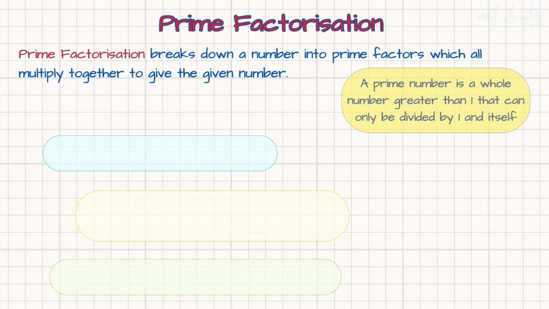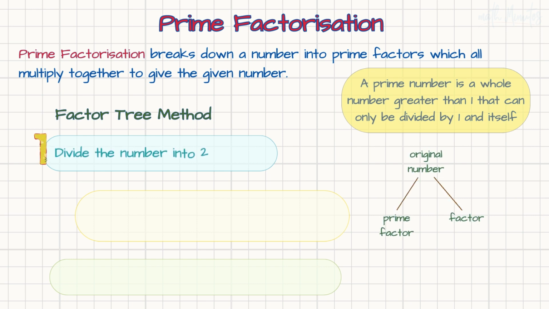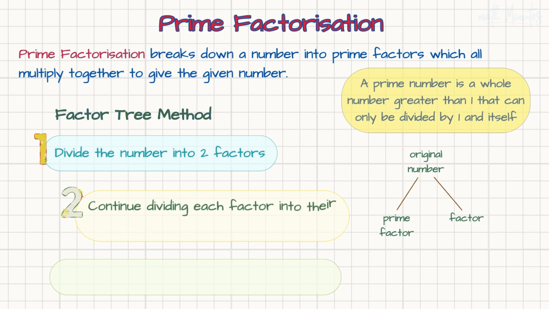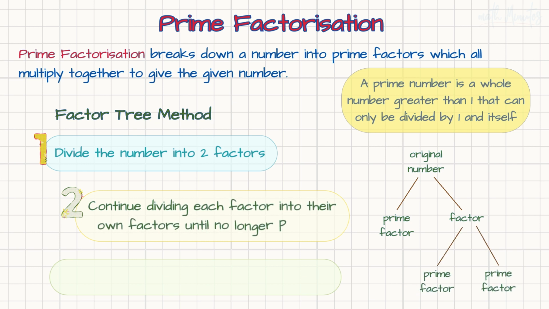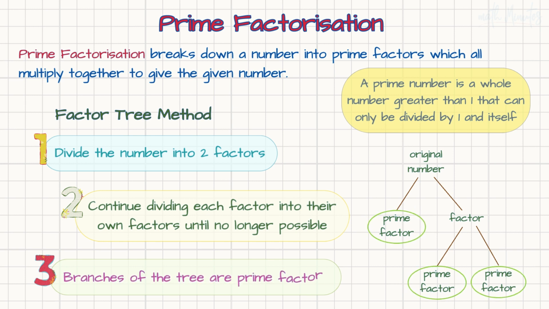However, one of the most common techniques is called the factor tree. To use the factor tree method, we start by dividing the number into two factors. Then, we continue breaking down each factor into its own factors until we can no longer divide them further. The resulting branches of the tree will be the prime factors.